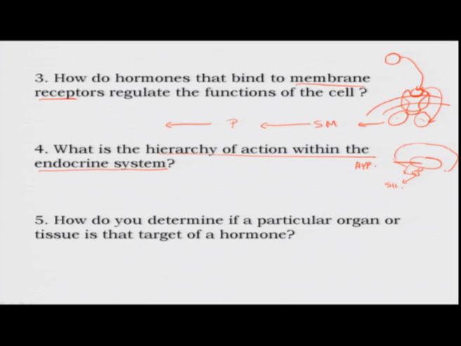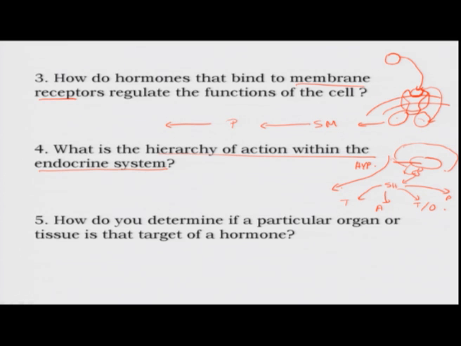The stimulatory hormones then will act on different endocrine glands, ranging from the thyroid gland to the adrenal gland to the testes and ovaries to the pancreas and so on, and regulate the release of various hormones from there. So, this is the hierarchy that exists in the endocrine system.